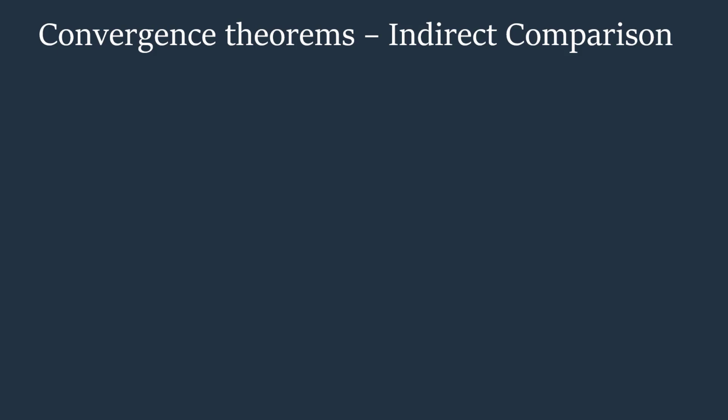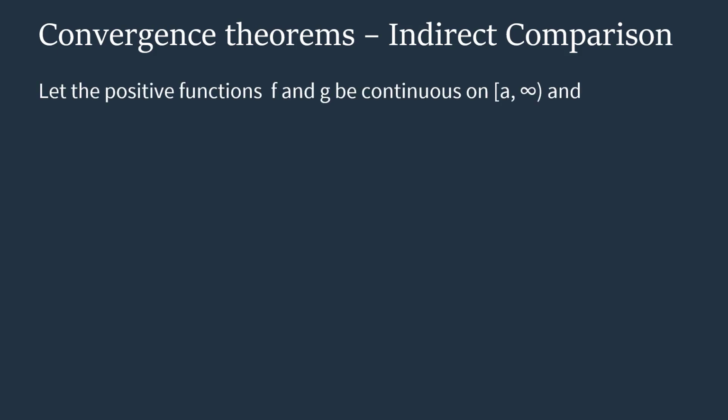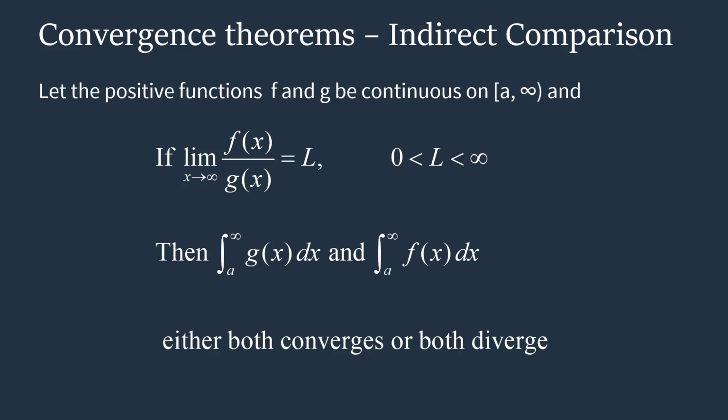This is called the indirect comparison test. The assumptions are, let f and g be continuous functions like before, and positive just like before, on the interval from a to infinity just like before. But then assume that the limit of the ratio of the two functions as x increases without bound exists and is finite. If that's true, then you get an even stronger result than before, because you can say that these two improper integrals either both converge or both diverge.